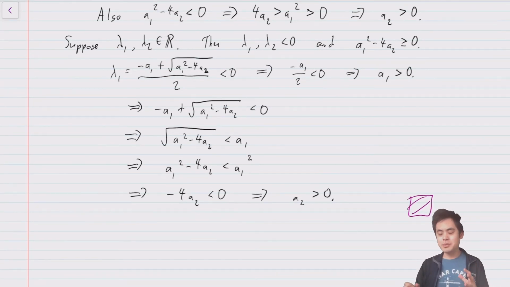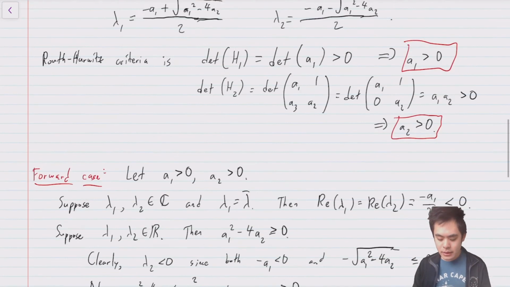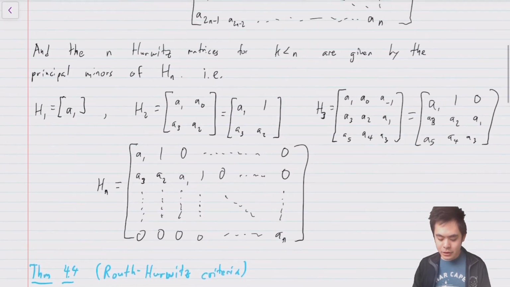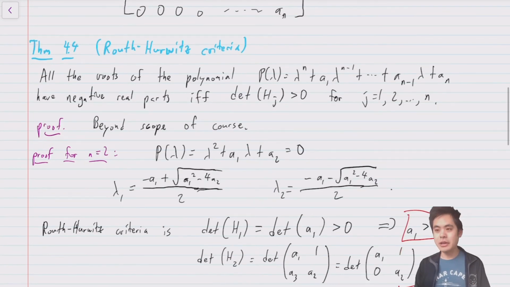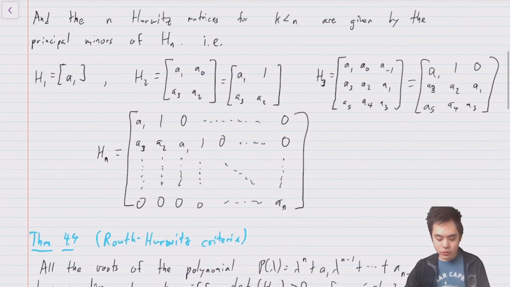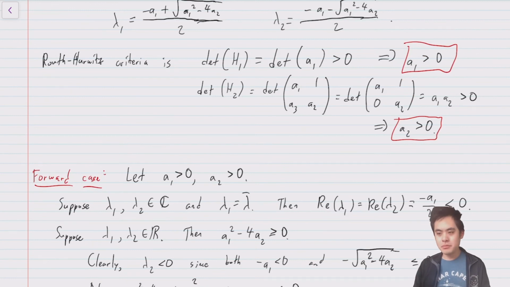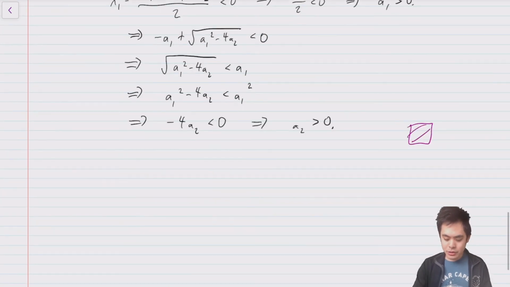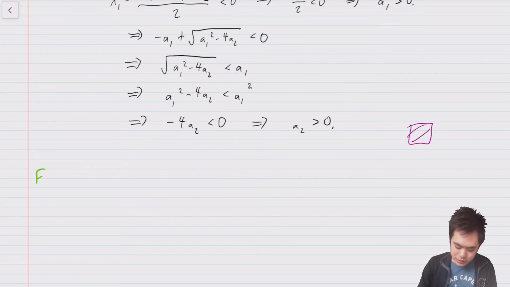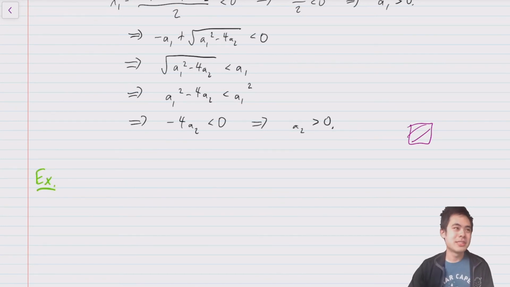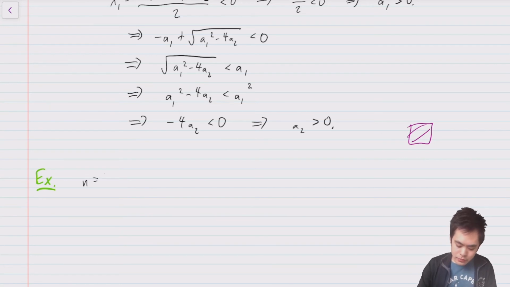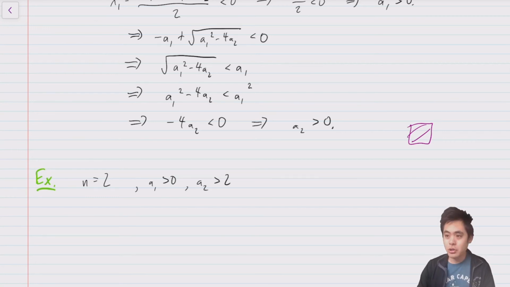So now you'll notice that this is pretty complicated and we did a lot of case-by-case analyses. For the higher cases, for n greater than 2, it's also pretty complicated. Though in the book they do write out some of the easier versions of some of the higher cases. So let's go ahead and call this an example, though I don't know if this is exactly an example. So for n equal to 2, we have a1 is greater than 0 and a2 is greater than 0 for the Hurwitz criteria.